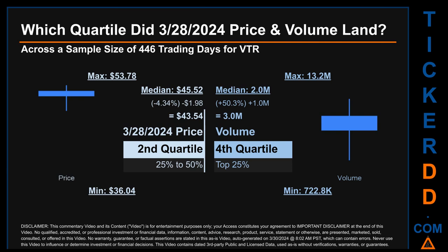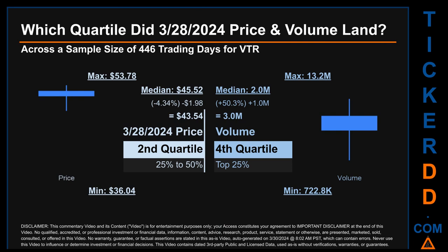Which quartile did March 28, 2024 price and volume land? Across a sample size of 446 trading days, the maximum end-of-day price for VTR was $53.78 while the minimum was $36.04. Within that price range, March 28, 2024 price of $43.54 landed within the second quartile, putting it within the 25% to 50% range of all sampled end-of-day prices.